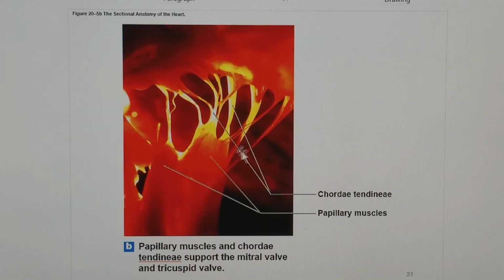Better look at it here. We've got the papillary muscles, which contract. They're holding the chordae tendineae, which is attached to the cusps.